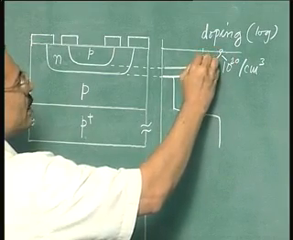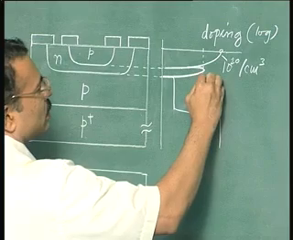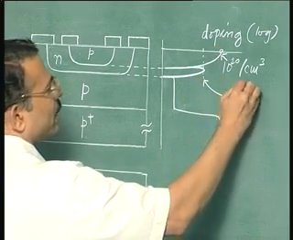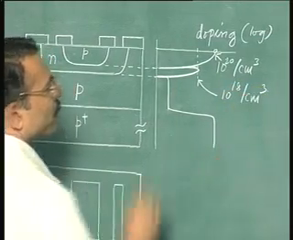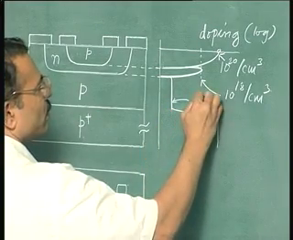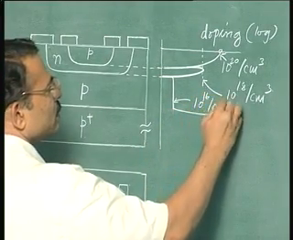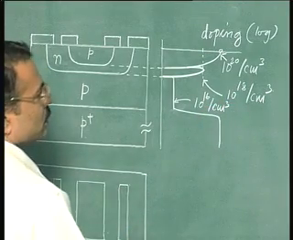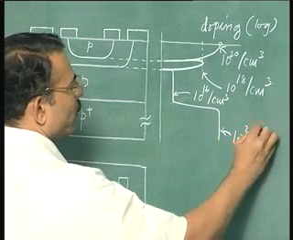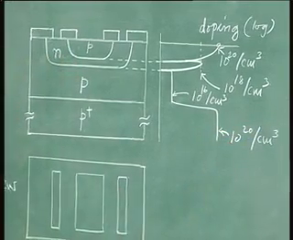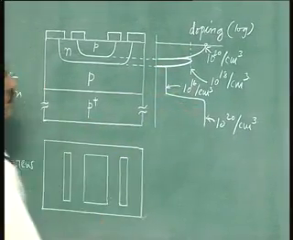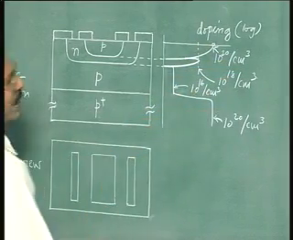This doping on the other hand would be of the order of 10 power 18 per centimeter cube, and the doping here would be of the order of 10 power 16 per centimeter cube, and back here is again 10 power 20 per centimeter cube. Please note these are rough values. Depending on the rating of the transistor, these values will change, but definitely this gives you an idea of the order of magnitudes involved.